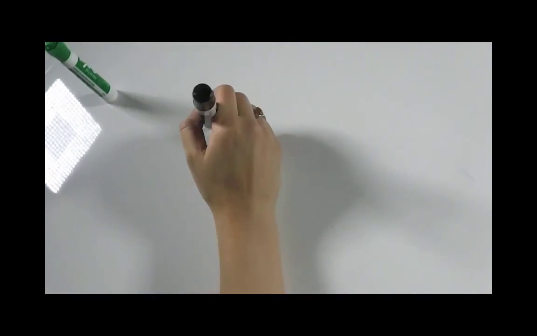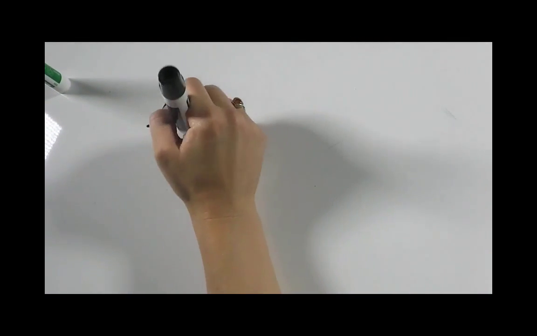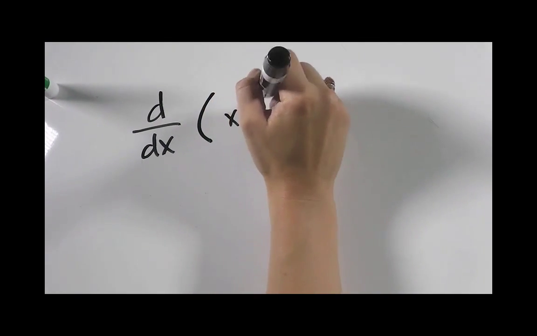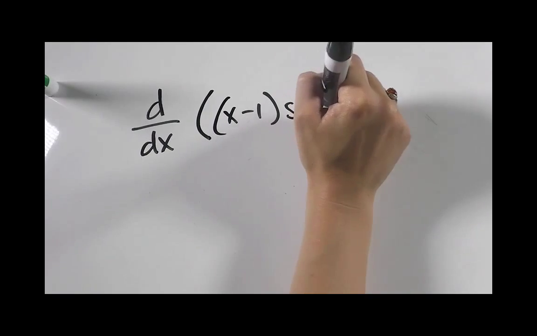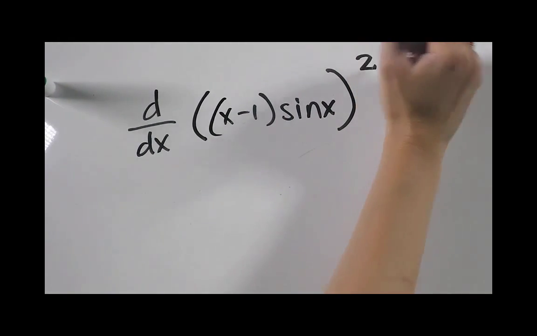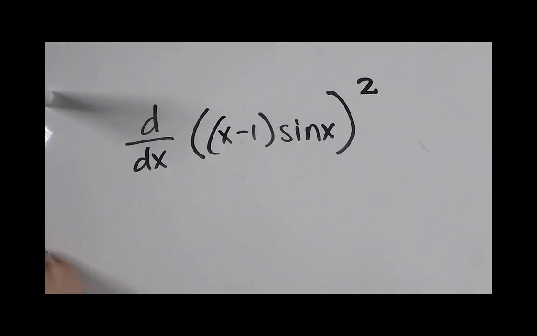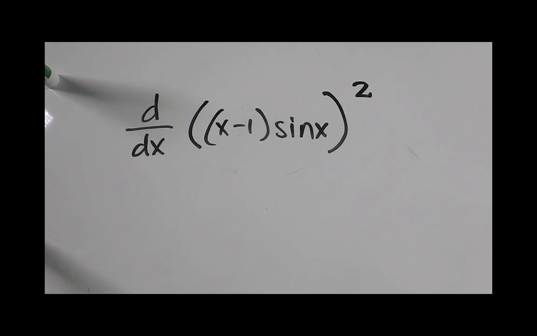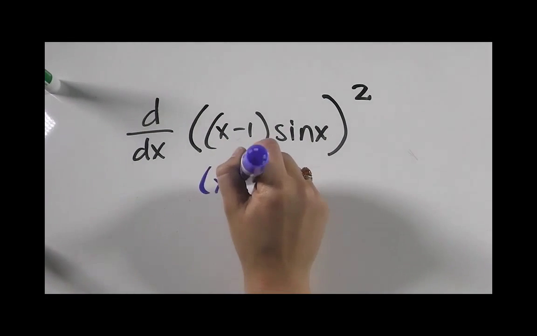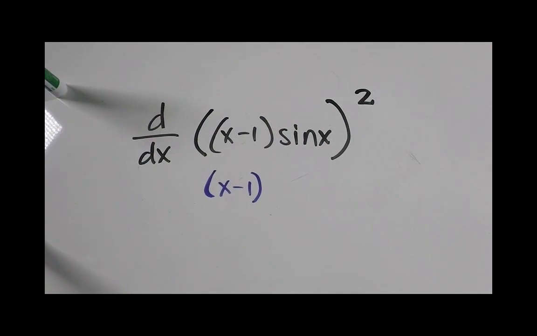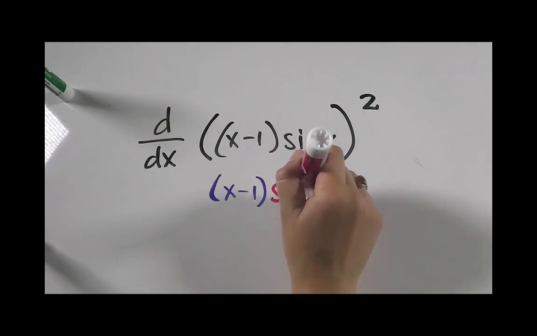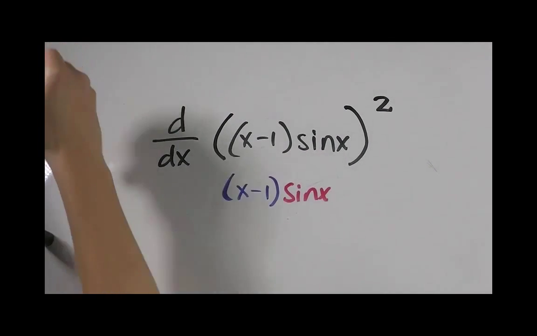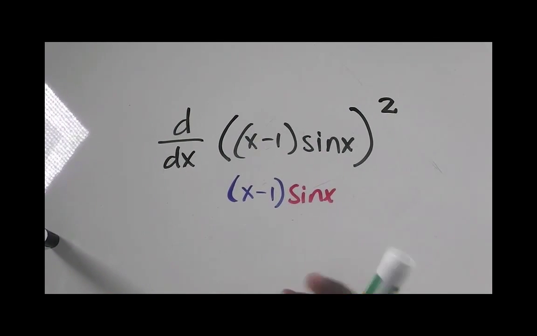So, let's start out with d over dx of (x minus 1 times sine of x), all inside the square. Just as Tiani outlined before, let's notice that this is one function multiplied by another function, all inside the outermost function, which is the squared function.